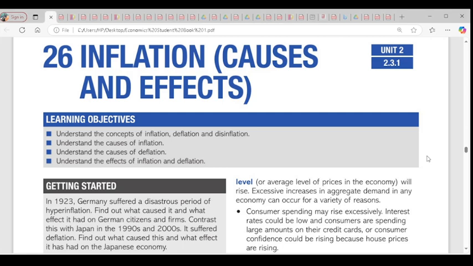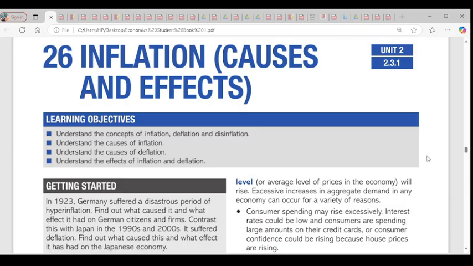Going to chapter 26, inflation causes and effects. So we're going to start with inflation itself and the causes. When I talk about inflation, inflation simply means a persistent rise in the general price level. That means prices continue to rise over time in a country, like Libya, for example, where the price of goods and services continue to rise over time. That is what inflation is about.